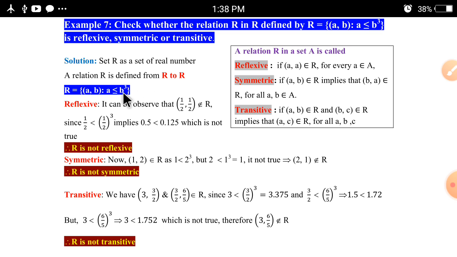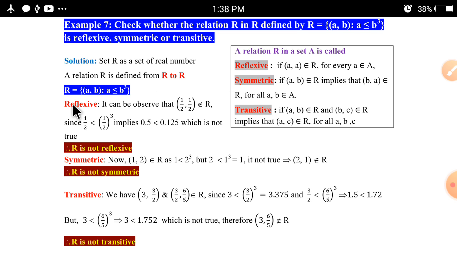And second step, R is defined from where to where? The relation R is defined from the real numbers to the real numbers. And third step, what is the defined relation? The defined relation is R equals the ordered pair (a, b) such that a is less than or equal to b cube. After writing these three steps, we go on to check whether the defined relation is reflexive or symmetric or transitive. How to check that?